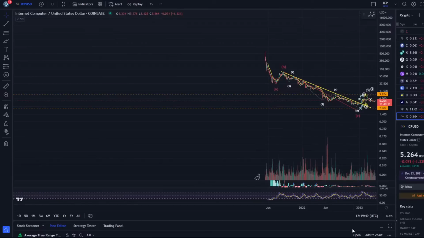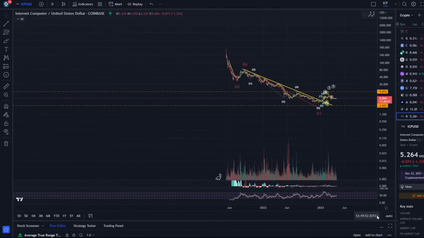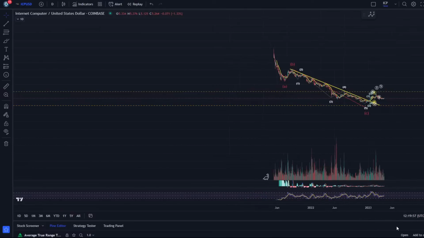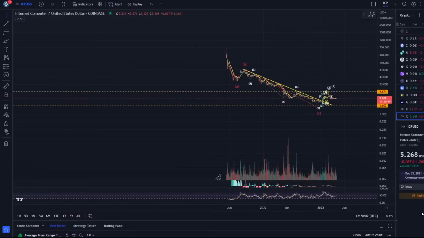Just 1 second. Just wondering, unless I'm blind, did the log chart option disappear down there for some reason? Strange. Need to find out how to bring that back.